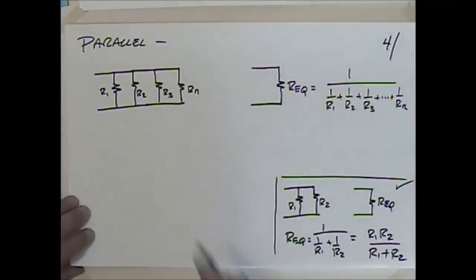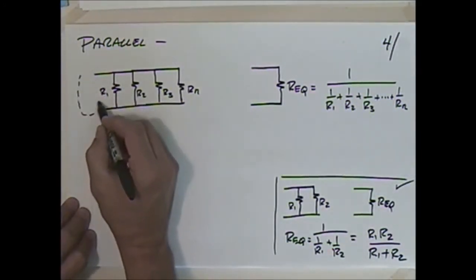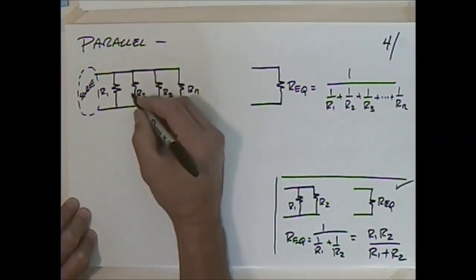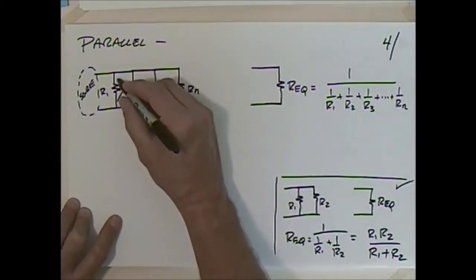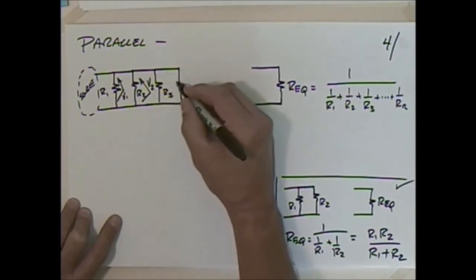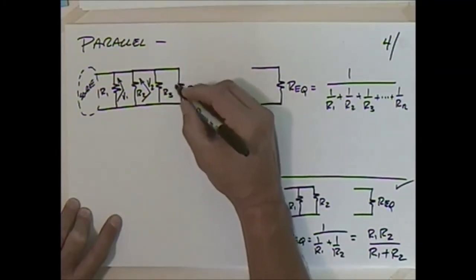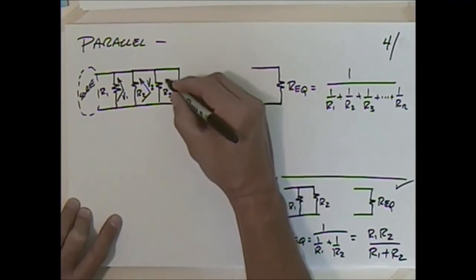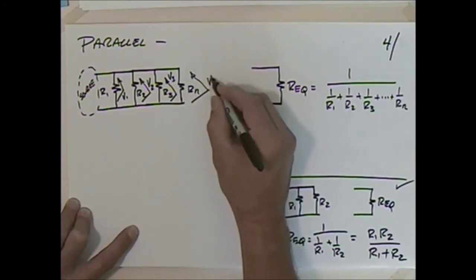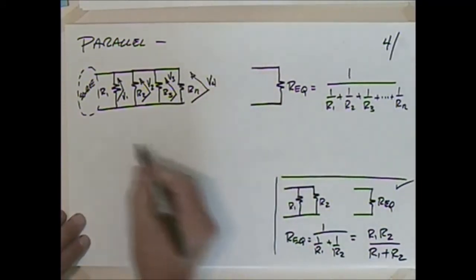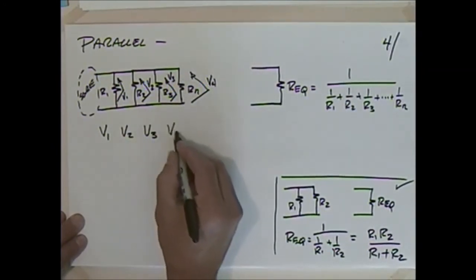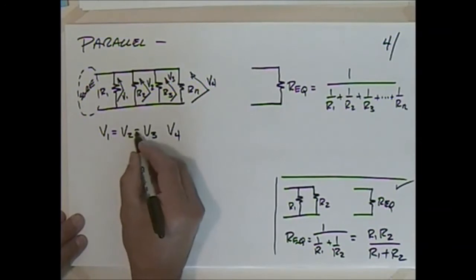Okay. Well, let's say that I do the same thing here. Let's say I put some source here. And I want to talk about the voltage. I want to talk about this voltage here, V1. Maybe I want to talk about this voltage here, V2. Maybe I'll talk about this voltage here, V3. And this voltage here, V4. What can I say about the relationship of V1 and V2 and V3 and V4? I know they're equal to each other.